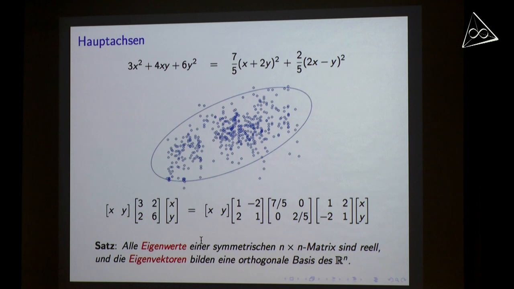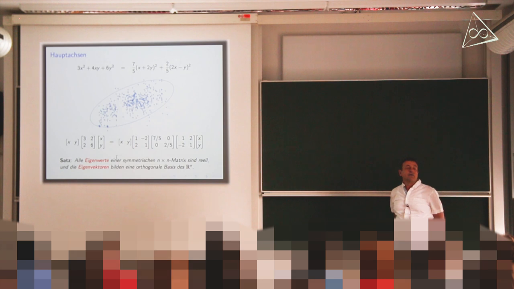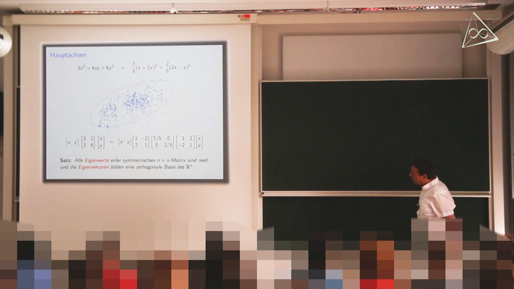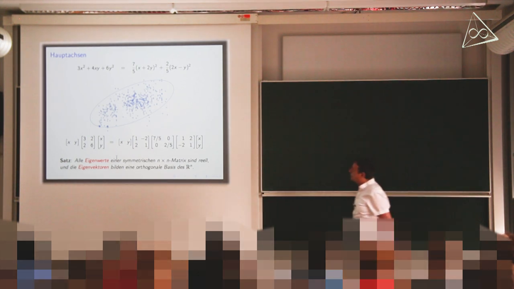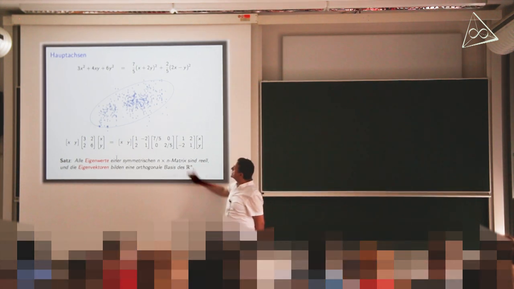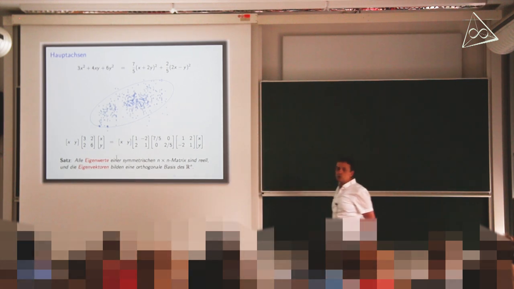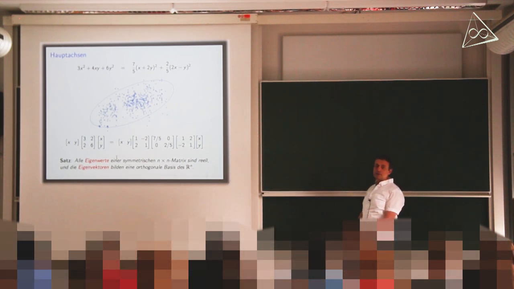So the theorem says that the eigenvalues of a symmetric real n by n matrix are all real. That is a miracle, right? Because the characteristic polynomial of a square matrix in general can have real and complex eigenvalues, but it's one of the miracles of mathematics that a symmetric real matrix has all of its eigenvalues real. And then the second part of the miracle is that the eigenvectors actually are very special. They form an orthogonal basis of R^n, just like the two column vectors here, (1, -2) and (2, 1), are an orthogonal basis of R^2.